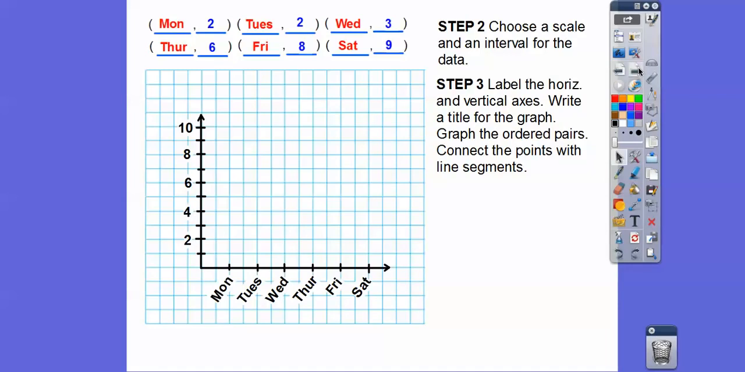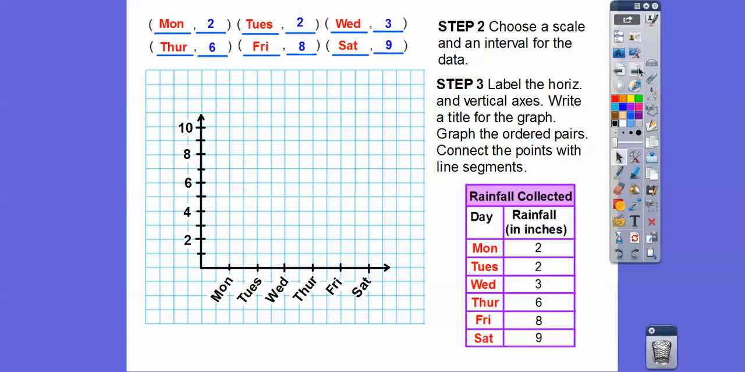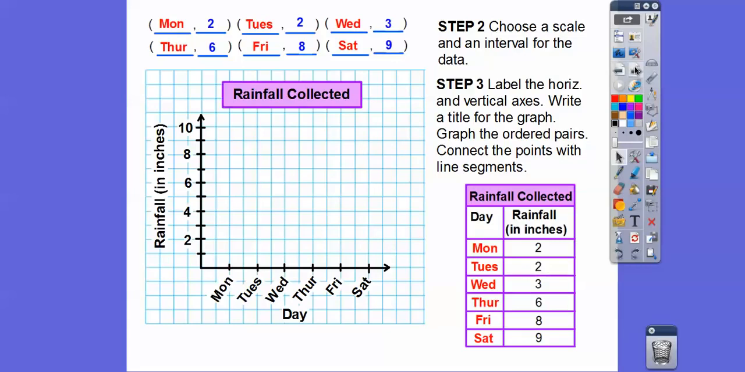So now we're going to label the horizontal and vertical axes and write a title for the graph, okay, and then graph the ordered pairs and connect the points with the line segment. Okay, so here is our table that they gave us right here. So this will be our title, rainfall collected. Down here is our days, so this is each day. Over here it's going to be the Y column. It's going to be this second column right here, rainfall in inches, okay? So there's our title right up there. Here's the x-axis is the day, and the y-axis is the rainfall in inches right there, okay?